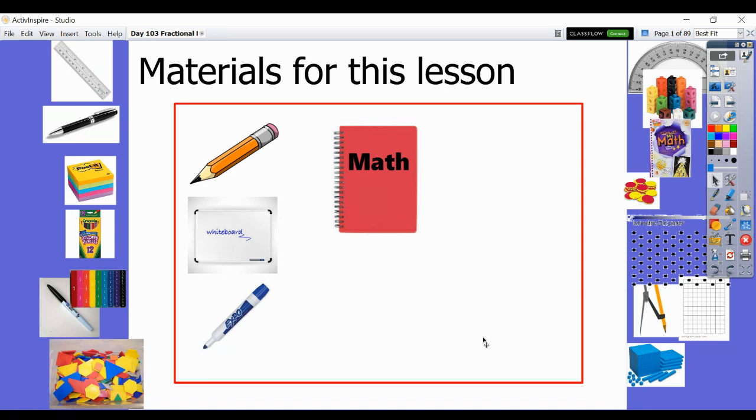Today's lesson is day 103, Fractional Patterns, and it can be found on page 321 in your Volume 2 Math Notebook. As you can see, you'll need your math notebook, a pencil, and if you have a whiteboard available, great, and a dry erase marker. If you don't, paper will do along with a pencil, but you need something to write with so that you can do some additional practice, more than what's in the math notebook itself. And here we go.